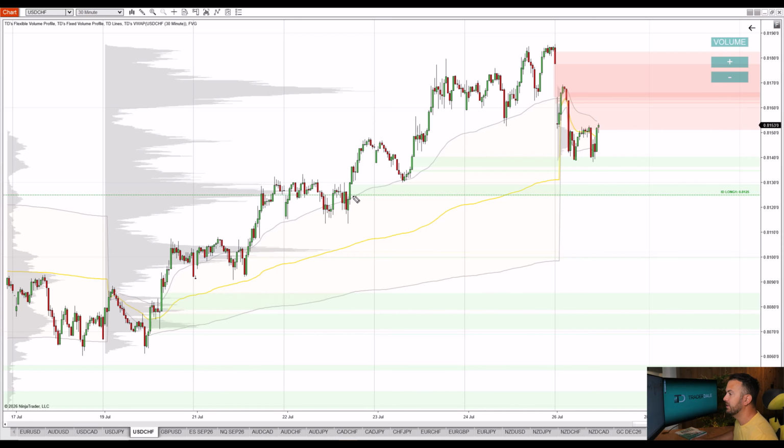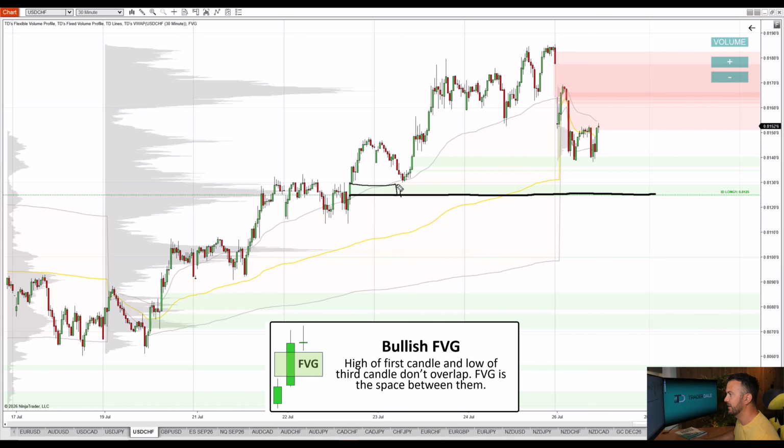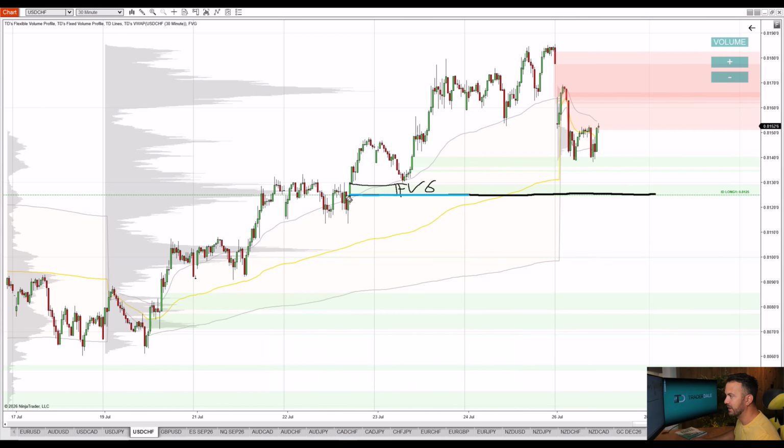So what we have here is the level. I placed it at the beginning of the fair value gap. You see highlighted in green, that's the fair value gap, and it begins right here. In a bullish scenario, I like to trade from the beginning of the fair value gap, like from this place, right? So that's why I placed the level there. It also corresponds with a heavy volume zone.